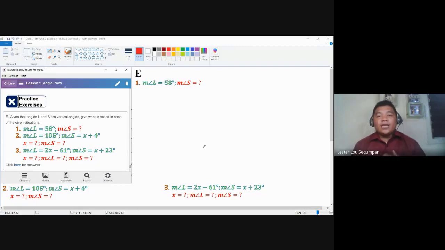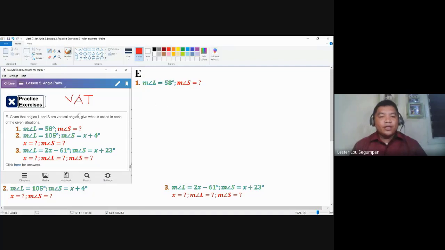Vertical angles are angles that are directly opposite one another when two or three lines intersect. And we do have a theorem which tells us about the relationship of their measurements. According to the vertical angle theorem, the vertical angles are congruent. Congruent means their measurements are the same.